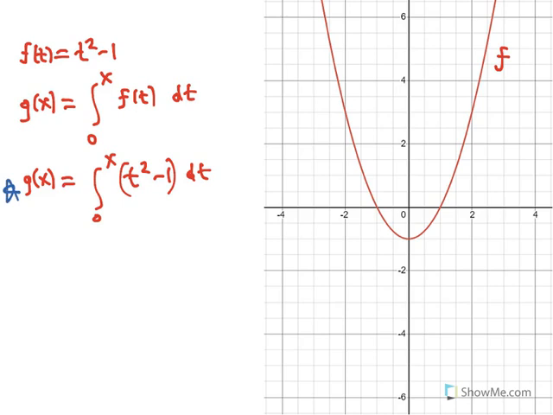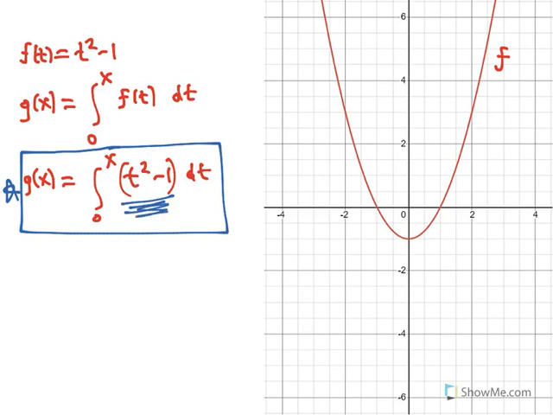So how do we interpret the function g? We can interpret it as the area under the graph of the function f from t is equal to 0 to t is equal to x. And of course, to be technically correct, I should say it's the area between the graph of f and the x-axis, or the horizontal axis. So if we look at, for example, g of 1, we will have the definite integral from 0 to 1 of t squared minus 1 dt.